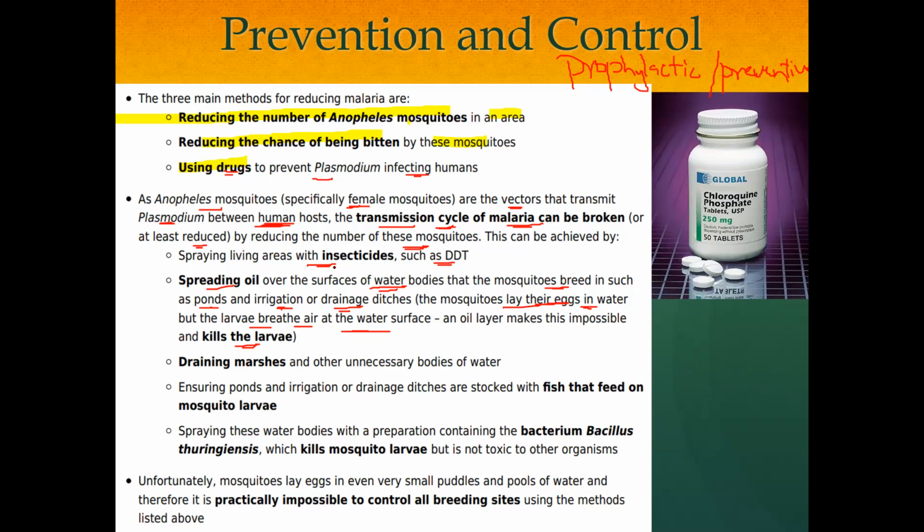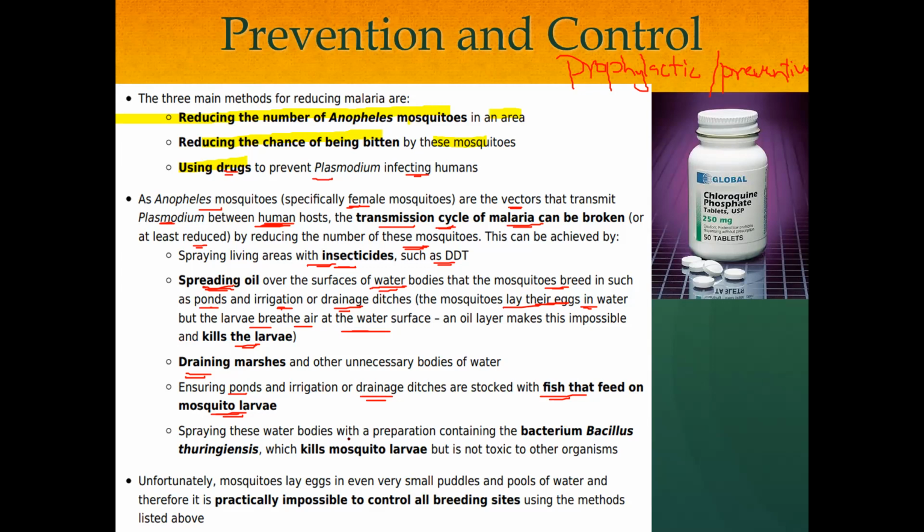So either you use insecticides to kill the mosquitoes, or you spread oil over the water surfaces where there are breeding areas for these mosquitoes, or you can drain those marshes, where there is unnecessary pooling of water. Then you can also ensure that ponds and irrigation or drainage ditches are stocked with fish that feed on mosquito larvae. They would eat the larvae, so definitely this transmission cycle is broken.